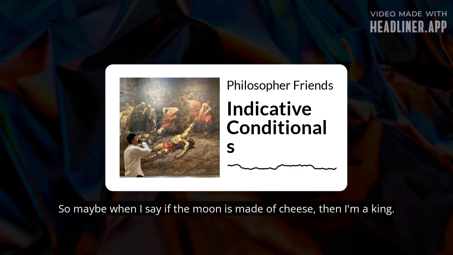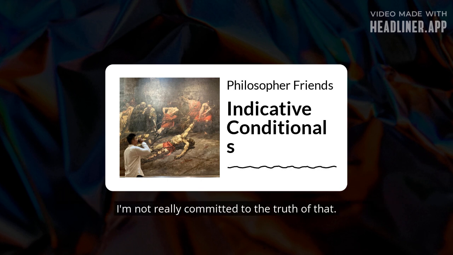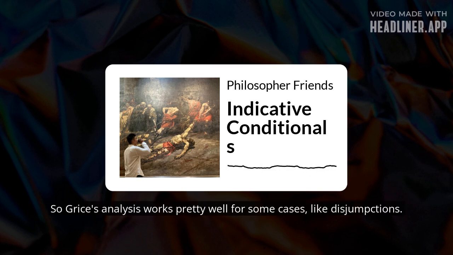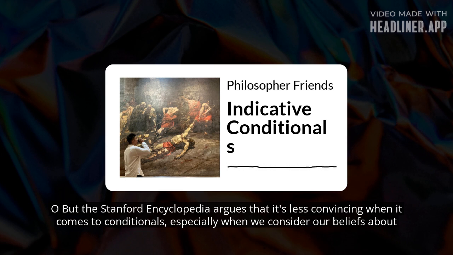So maybe when I say, if the moon is made of cheese, then I'm a king, I'm not really committed to the truth of that. Maybe I'm just being silly. Yeah, it could be a joke. Right. So Grice's analysis works pretty well for some cases like disjunctions, but the Stanford Encyclopedia argues that it's less convincing when it comes to conditionals, especially when we consider our beliefs about them.